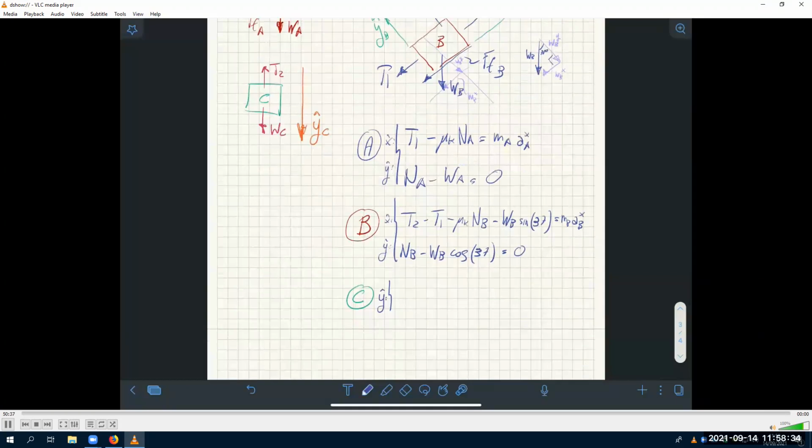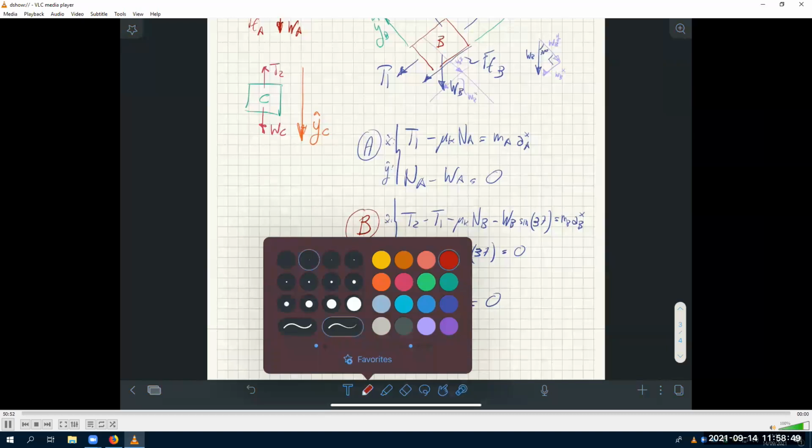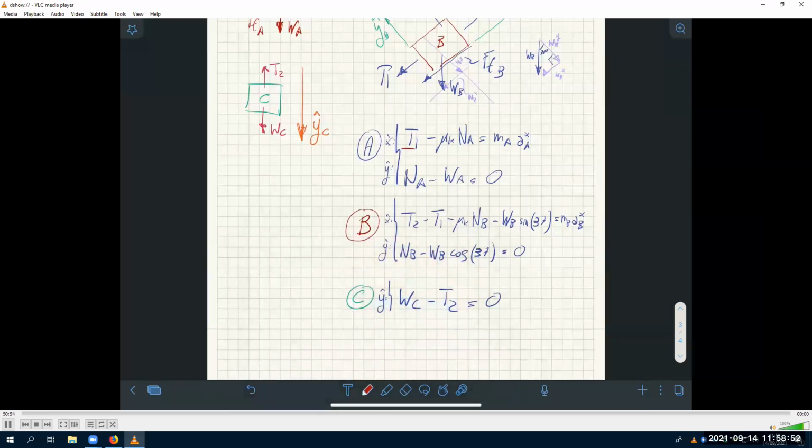Okay, so for C, I said WC minus T2 equals 0. And this equation is like that because we have chosen this reference system. So WC is positive, T2 is negative. Okay, let's count unknowns. T1 is my first unknown. Now, NA is not unknown. NA is WA. This is a number. Okay, so let me not count these 7 equations in 7 unknowns.